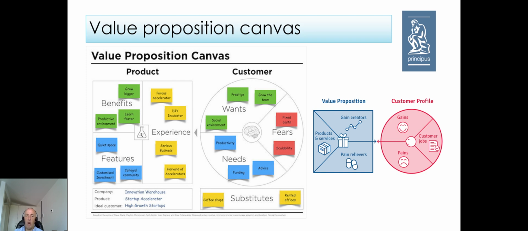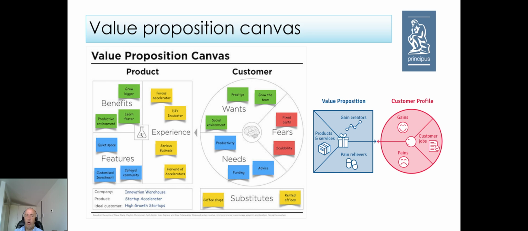Customer gains are outcomes and benefits customer must have, expect, desire, or dream to achieve. Customer pains are bad outcomes, risks, and obstacles that customer wants to avoid, notably because they prevent them from getting a job done. And jobs to be done are what customers need, want, and desire to get done in their work and in their lives.